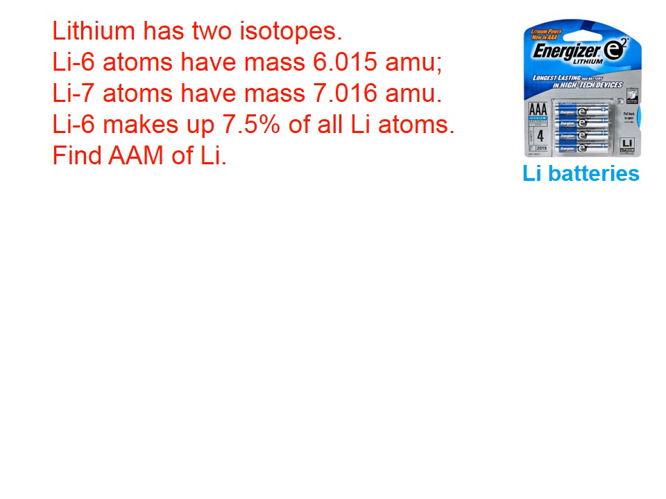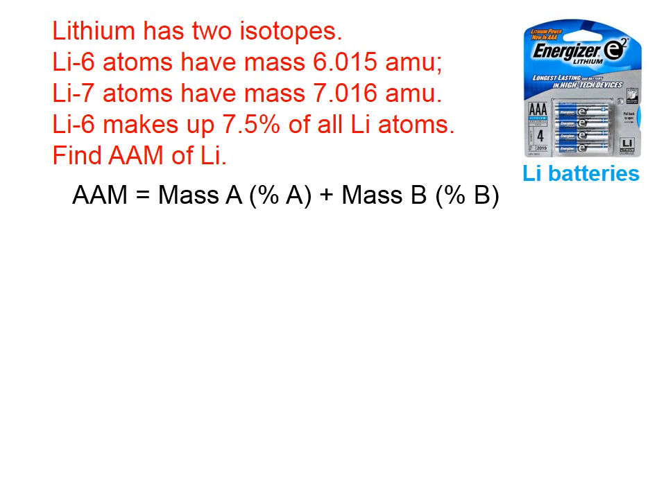Let's try a problem. Lithium has 2 isotopes. Lithium-6 atoms have a mass of 6.015 AMUs. Lithium-7 atoms have a mass of 7.016 AMUs. Notice, lithium-6 atoms have a mass very close to 6, and lithium-7 atoms have a mass very close to 7. In any case, lithium-6 makes up 7.5% of all lithium atoms. Find the average atomic mass of lithium.